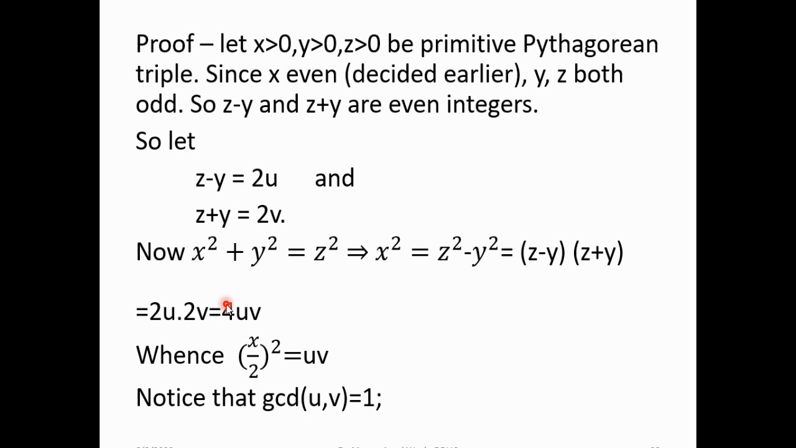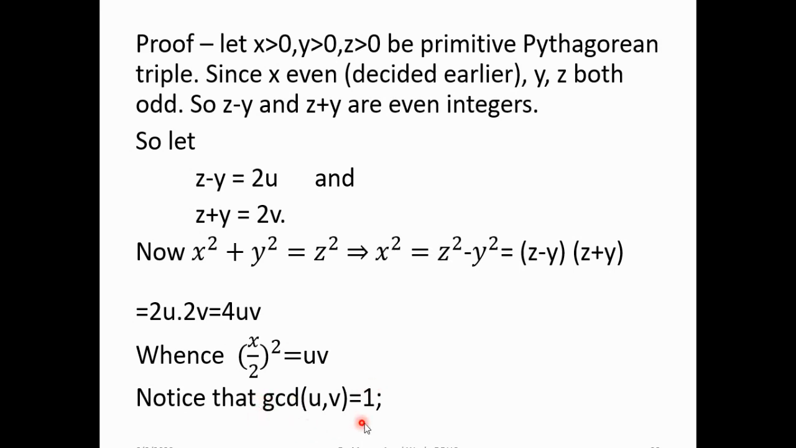Then x square plus y square is z square. This implies that x square is equal to z square minus y square, and this can be written as z minus y into z plus y. So z minus y is 2u and z plus y is 2v. So this is equal to 2u into 2v, that is 4uv. So x square is 4uv. Whence x upon 2 whole square will be uv.